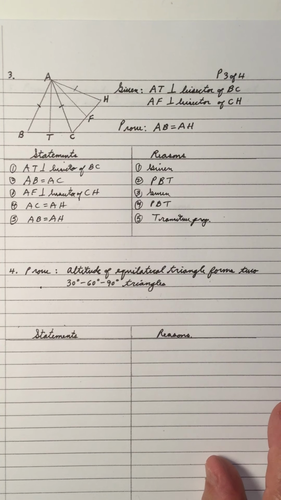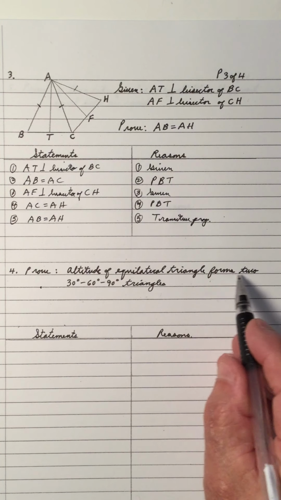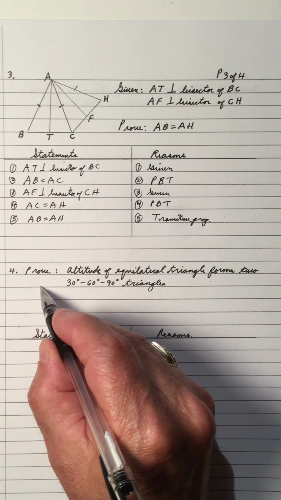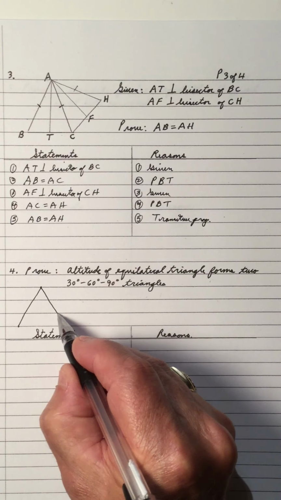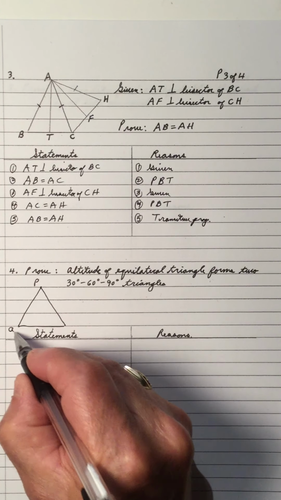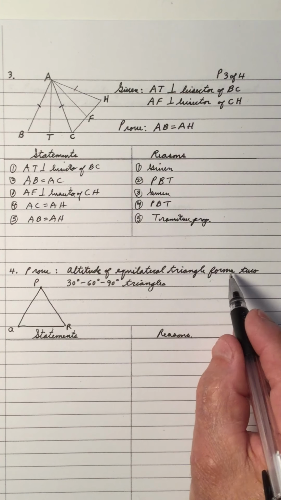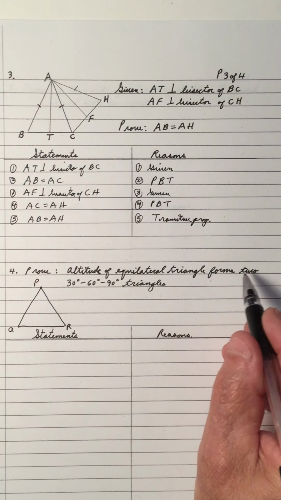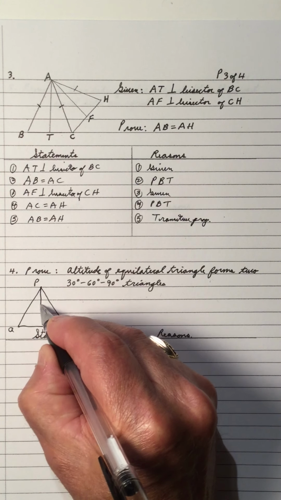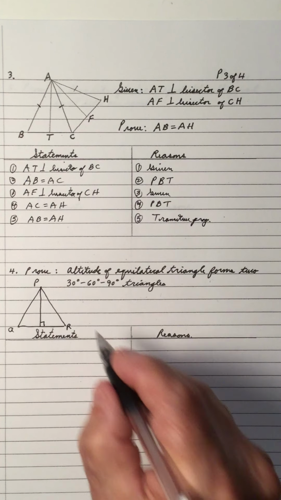Okay, number 4. It says, prove the altitude of an equilateral triangle forms two 30, 60, 90 right triangles. So it says an equilateral triangle, so I'm going to draw this triangle and label it P, Q, R. The altitude of the equilateral triangle forms two 30, 60, 90 triangles. So let's draw an altitude from P, leaving P and going perpendicular to QR. So there's an altitude.